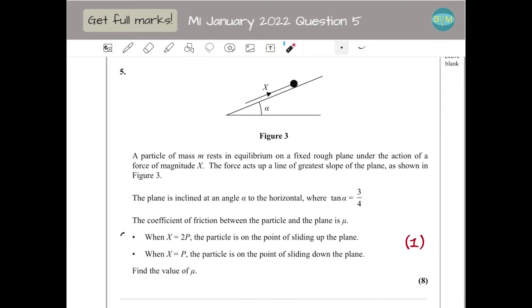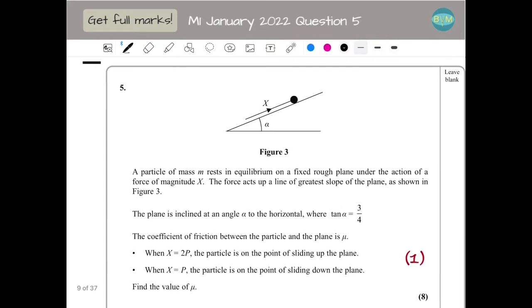So we have a particle of mass m that is resting in equilibrium on a fixed rough plane, so that means it's not moving, and it means that I have friction, under the action of a force of magnitude x that is acting on the line of greatest slope, so parallel to the slope here.